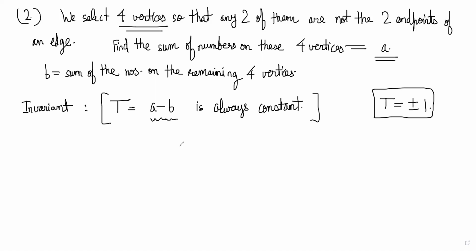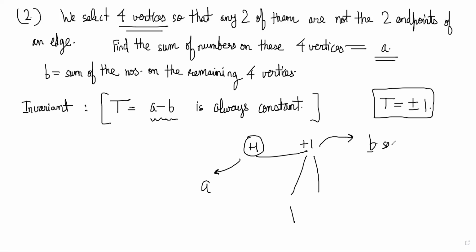Now, whenever you do an operation, what you will realize is if these are the vertices, every time you increase the value of an edge by plus 1 and plus 1, this plus 1 goes to a number in the A set and this plus 1 goes to a number in the B set, right? So therefore, both the sums of the A set and the B set are increasing by the same value, plus 1, and therefore the value T, which is A minus B, is always remaining the same, right?